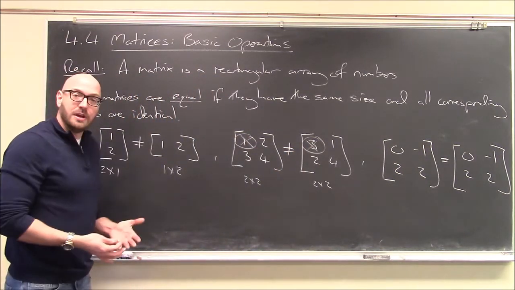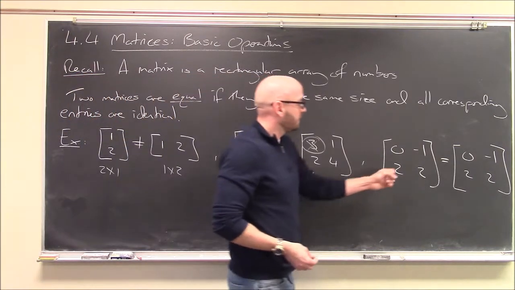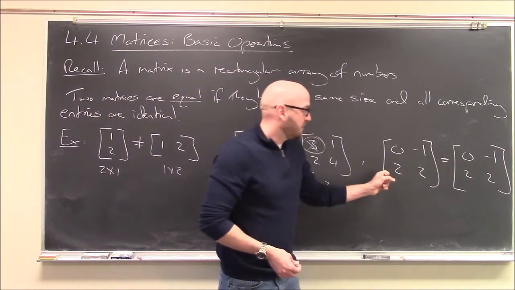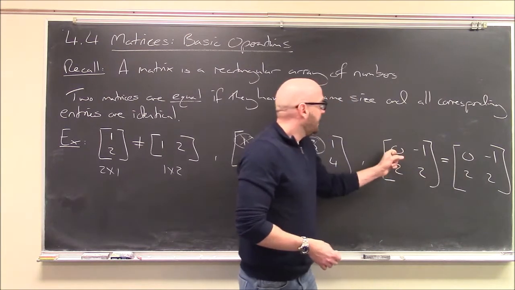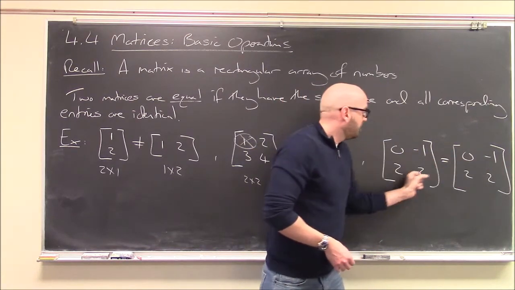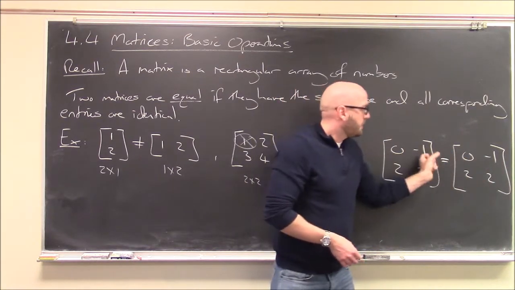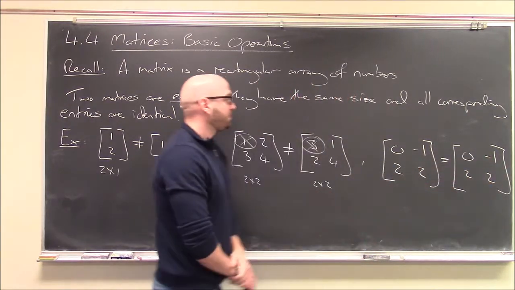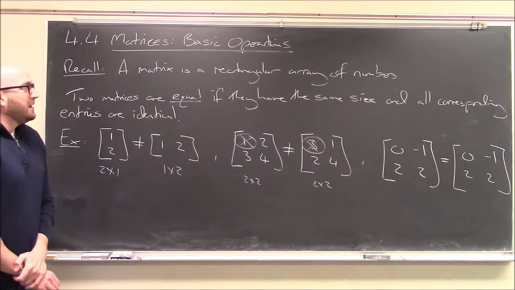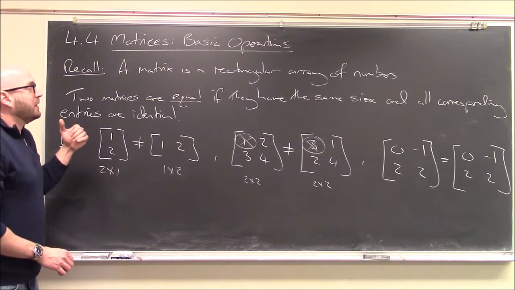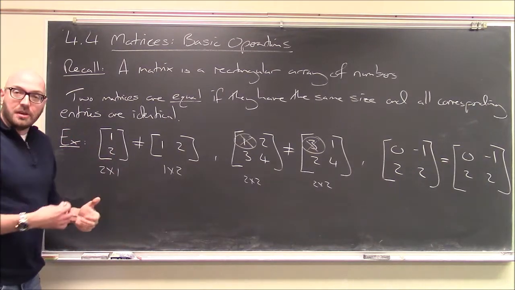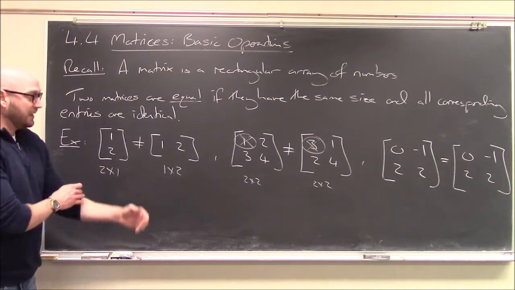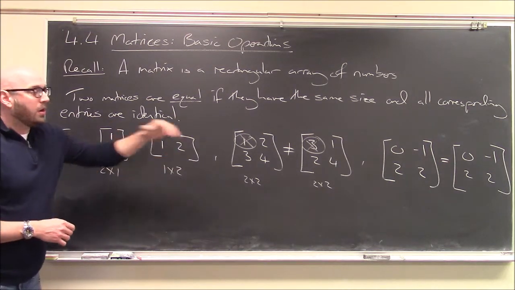So what does it mean for two matrices to be equal? It means they're literally the same matrix. Here's two matrices that are equal. They're both 2 by 2, and every single entry is the same: 0, 0, minus 1, minus 1, 2, 2, and 2, 2. All right, so it's important to keep this in mind. When I talk about equal matrices, I mean literally the same thing, and part of being equal means same size, and all of your entries are the same.